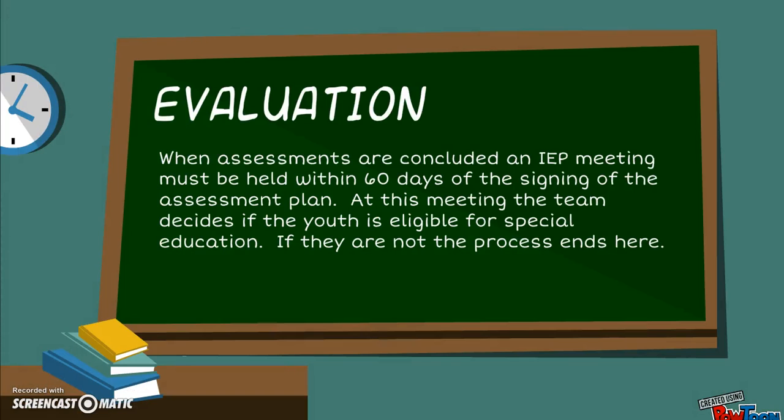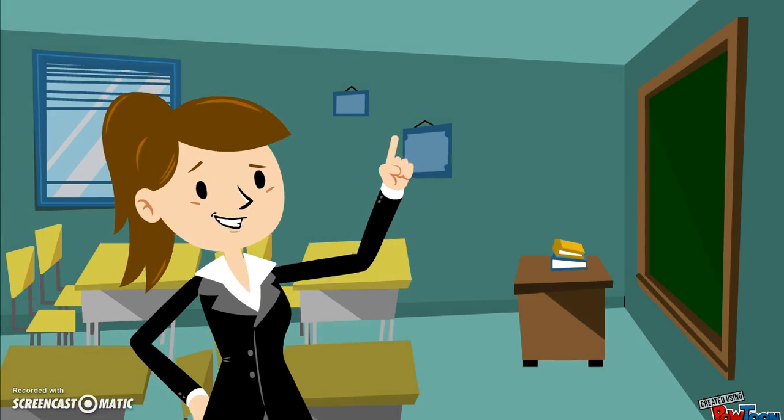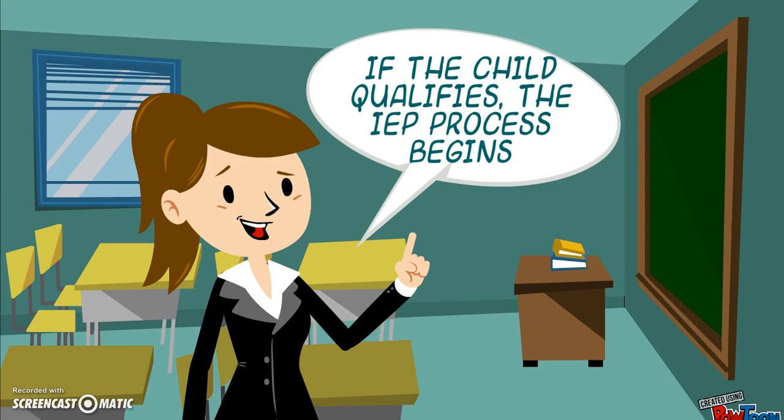When assessments are concluded, an IEP meeting must be held within 60 days of the signing of the assessment plan. At this meeting, the team decides if the youth is eligible for special education. If they are not, the process ends here. If the child qualifies, however, the IEP process begins.